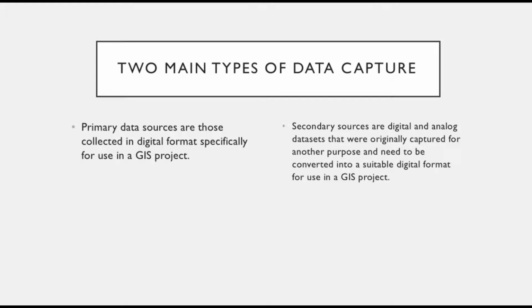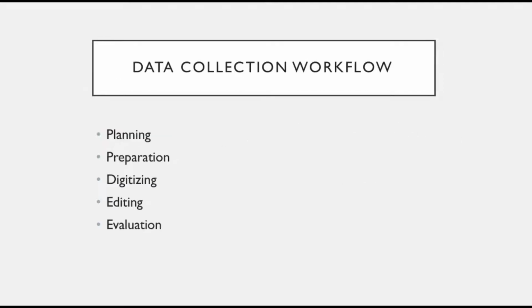There are two main types of data capture. First is the primary data sources, which are those collected in digital format specifically for use in a GIS project. Second is the secondary sources, which are the digital and analog datasets that were originally captured for another purpose and need to be converted into a suitable digital format for use in a GIS project.